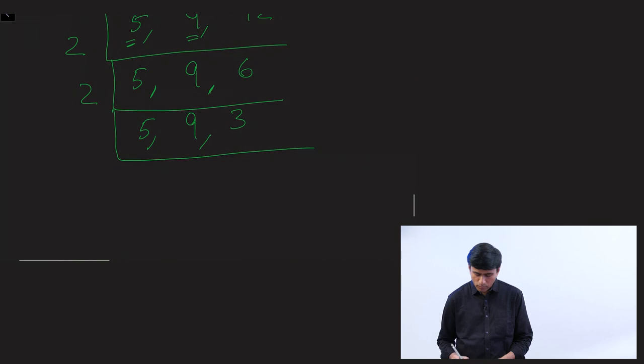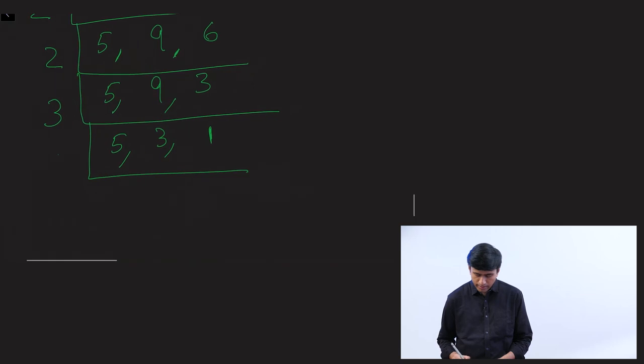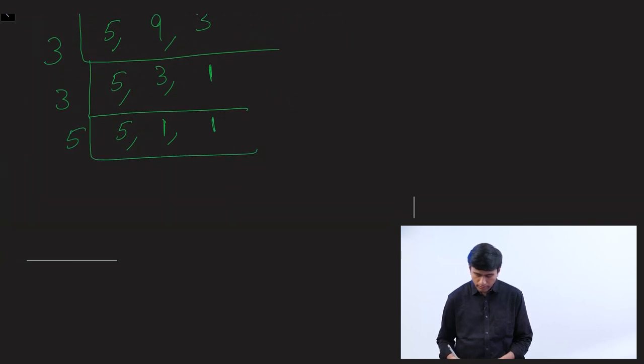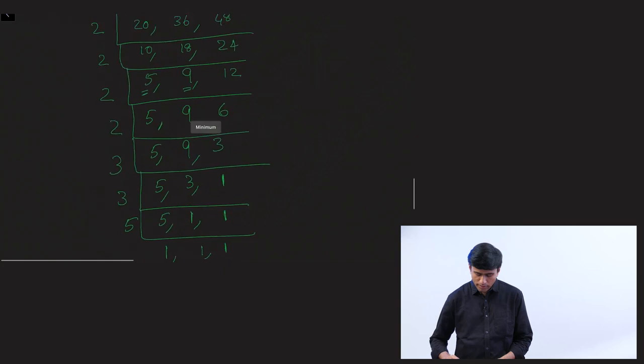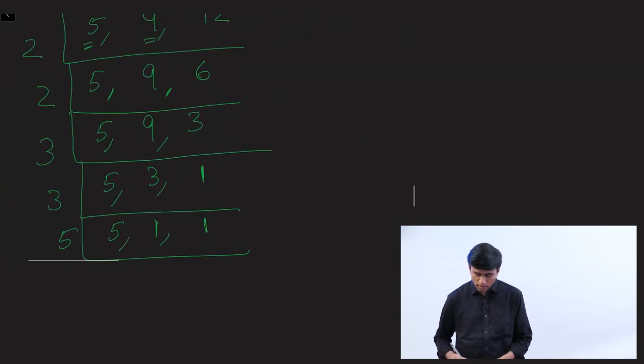If you look at all the numbers, now we can use 3. We bring 5 as it is. 3 threes are 9, 3 ones are 3. Now let's see 3. We bring 5 as it is. 3 ones are 3 and 1. The last prime factor should be 5. 5 ones are 5, 1, 1. This kind of division is done till you get 1 as your remainder.